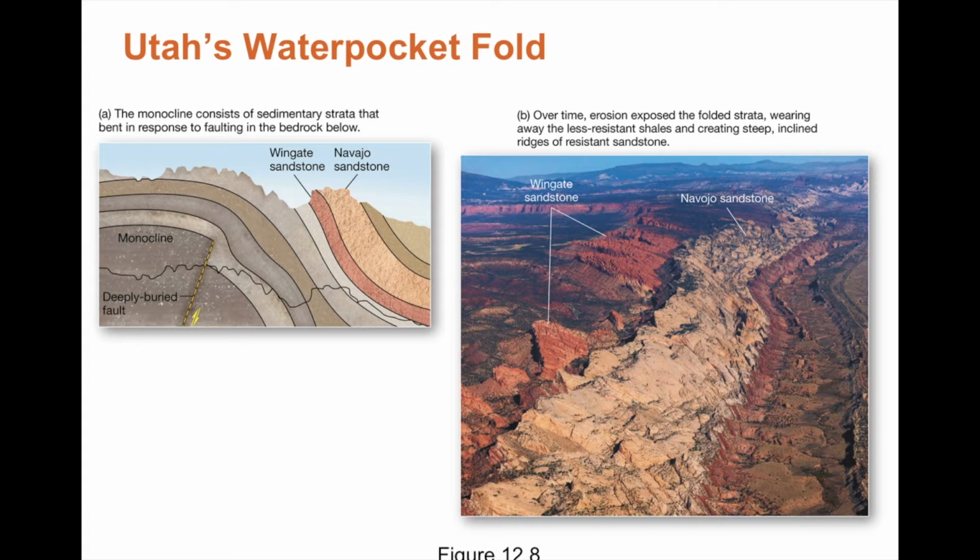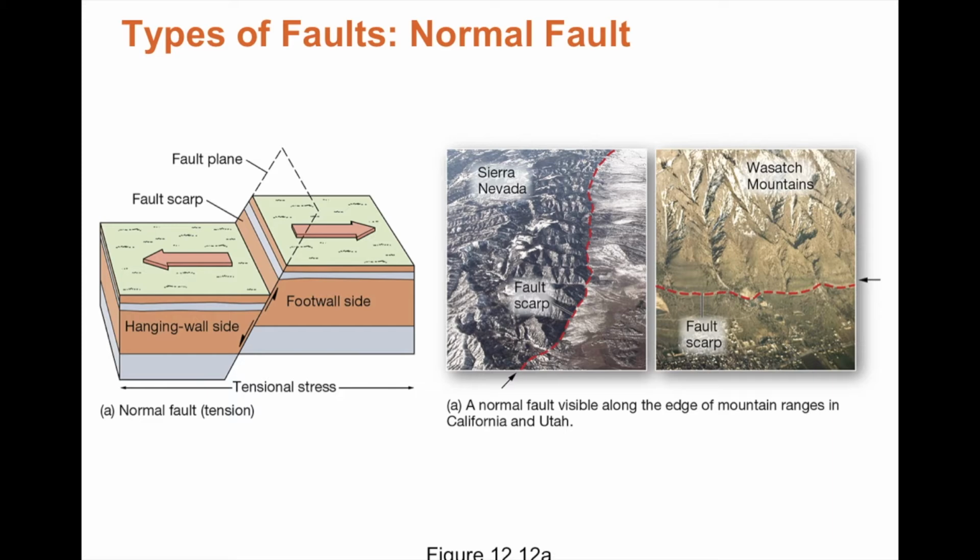And here's an example of several folds in Utah where you have different rock categories, some being sandstone, some being different types of sandstone, that have been folded in different directions to create landforms. Now, a normal fault is when two land masses are moving away from each other, and you see these faults throughout different areas of the world.